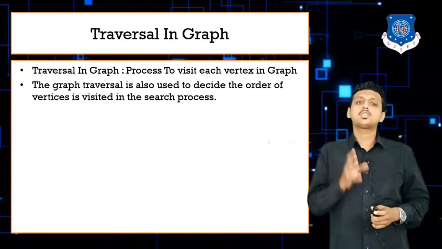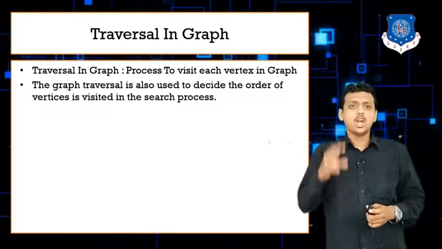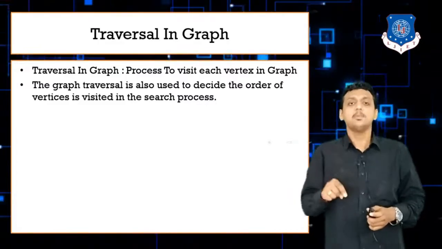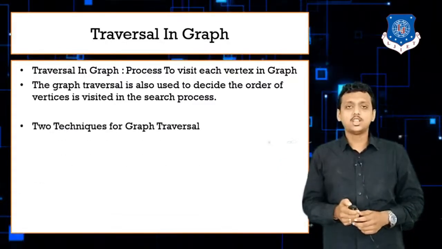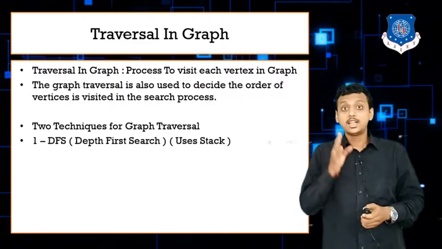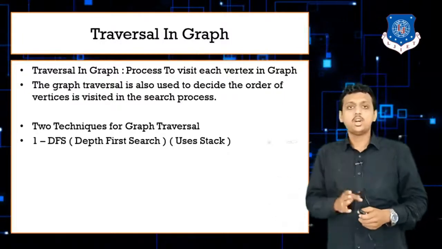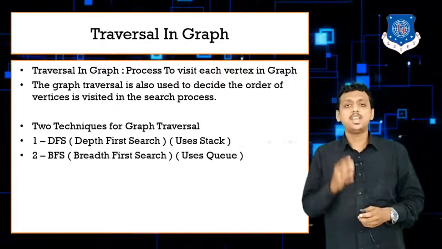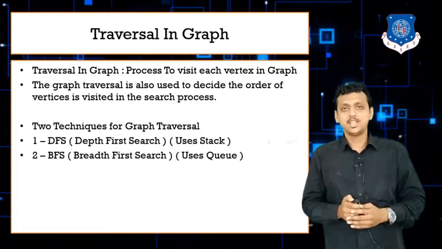If I am trying to search any element in the graph, at that time I need to visit each and every node. So the sequence in which I am going to visit the nodes will be decided by these traversal algorithms. Students, the traversal algorithms are further divided into two parts. The first one is DFS, known as depth first search. This DFS algorithm uses a stack for the processing purpose. Next we have BFS. Students, BFS is known as breadth first search. It uses a queue for the processing purpose.